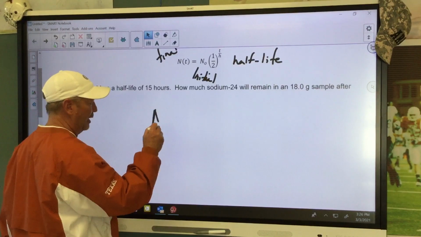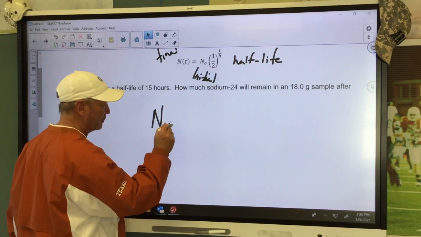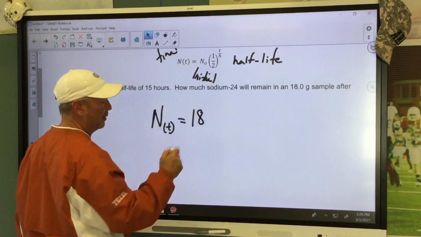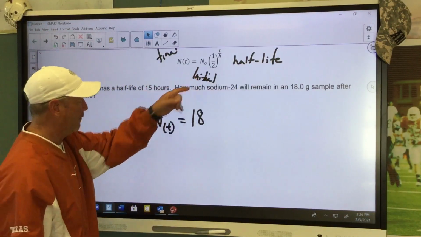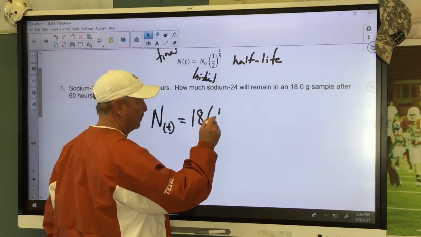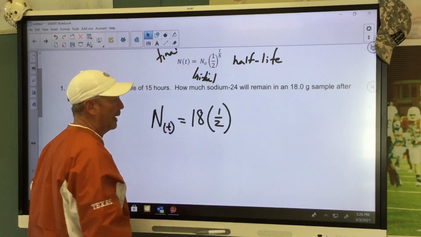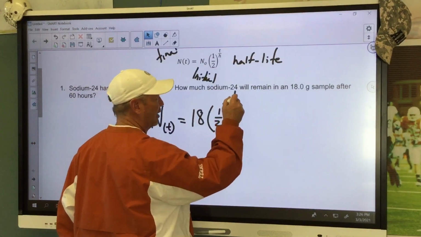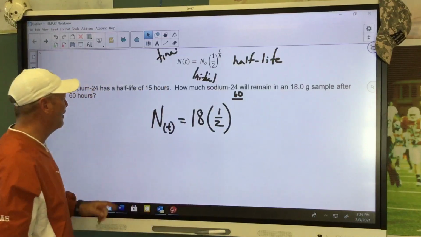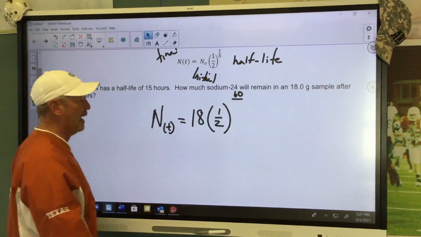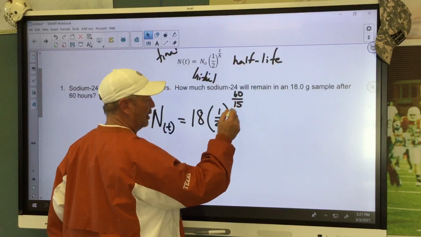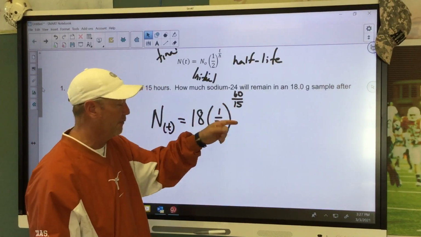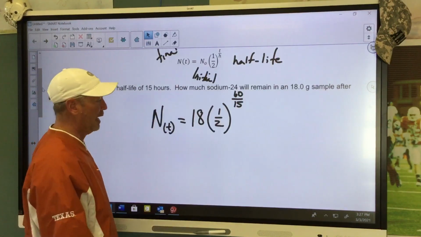We're going to solve for N subscript T equals. We have an 18-gram sample to start with. The 1/2 is constant in every problem. My time, it says my time is 60. My half-life, it says it has a half-life of 15 hours. Now you could just put it in the calculator as you see it, or if you wanted to say 60 divided by 15 is 4, and put a 4 there, that would be fine.